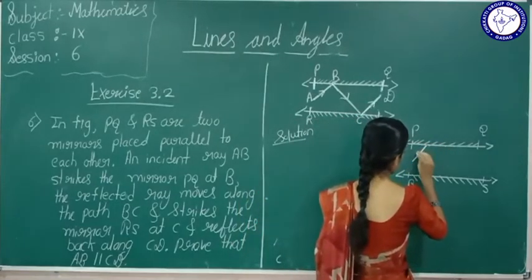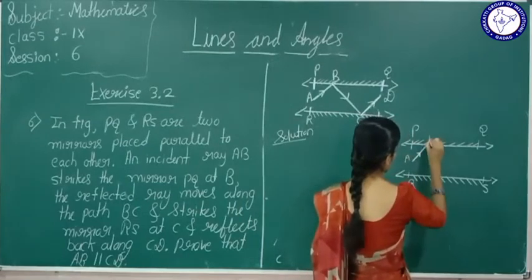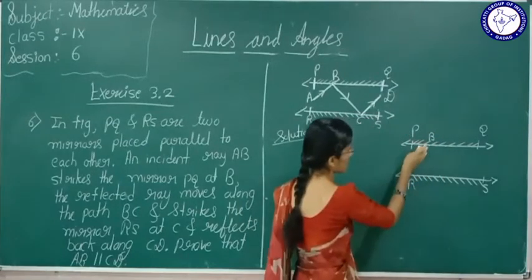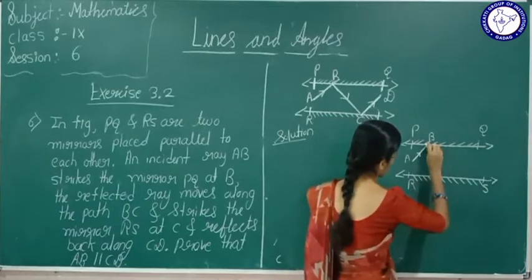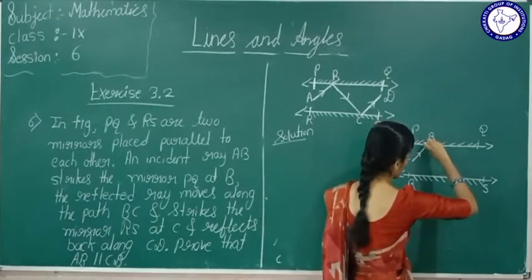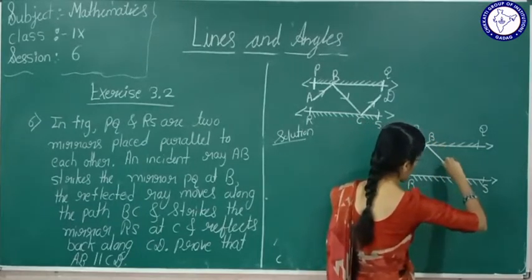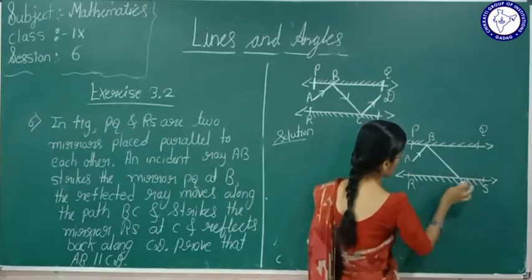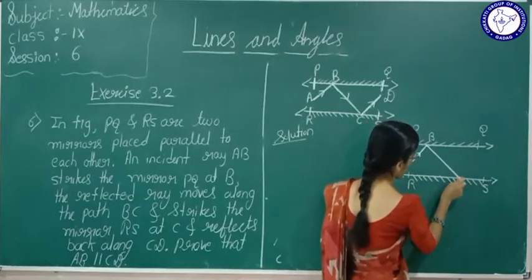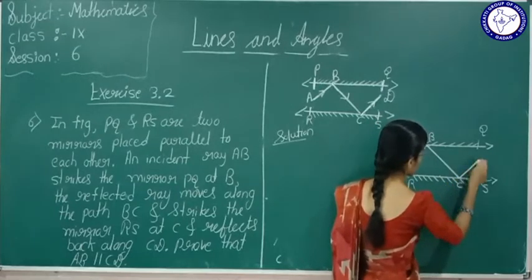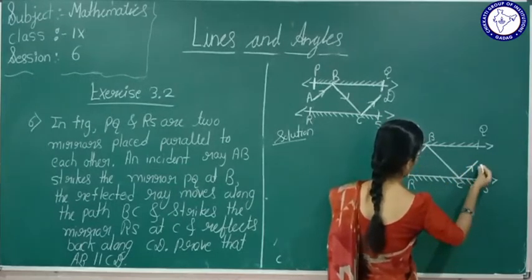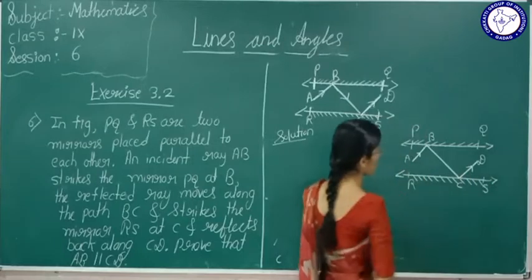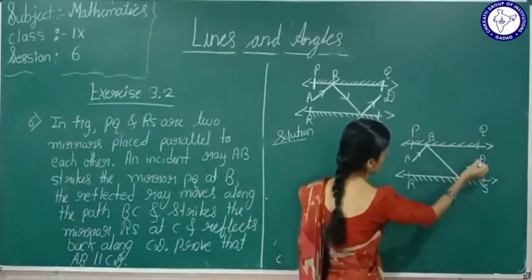The incident ray strikes PQ at B, and the reflected ray moves along the path BC. Okay, it strikes RS at C, and the reflected ray moves back along CD. We have to prove here AB is parallel to CD.